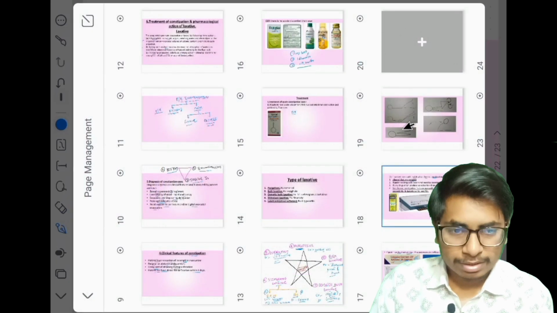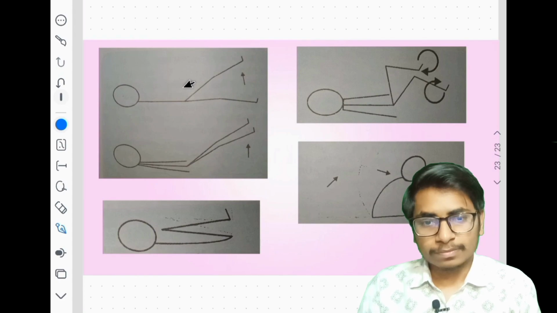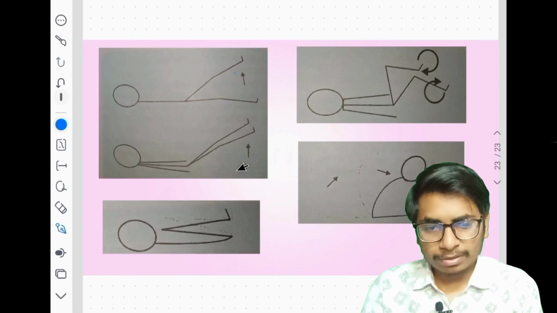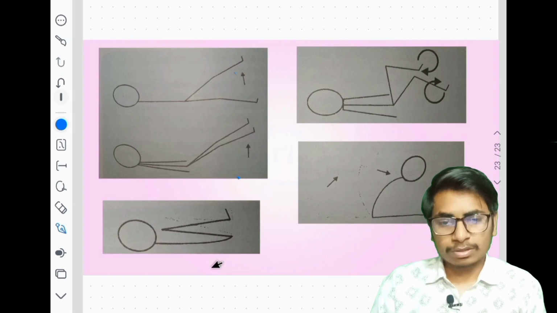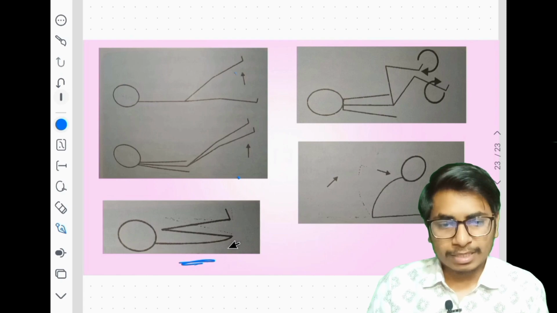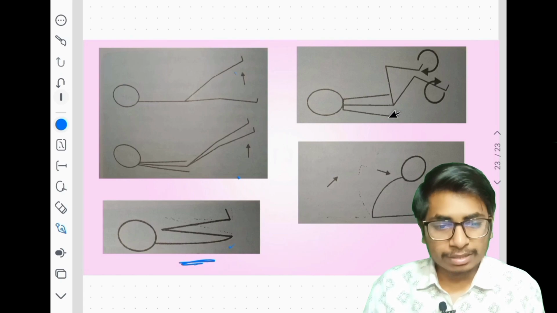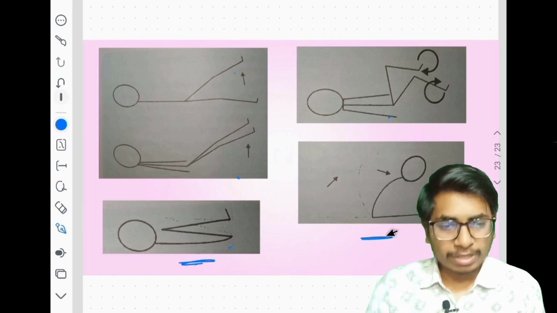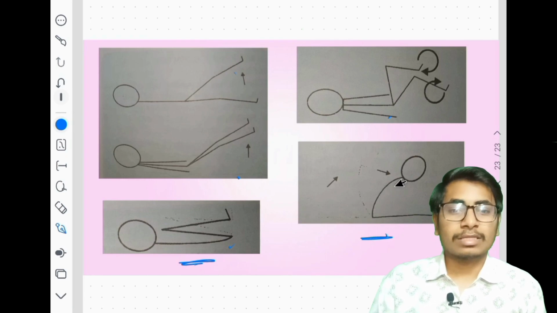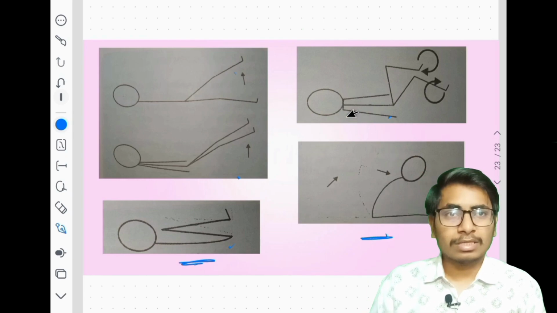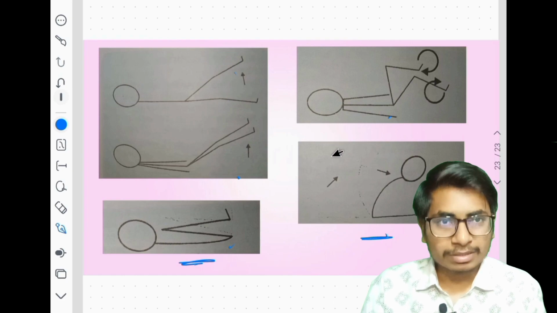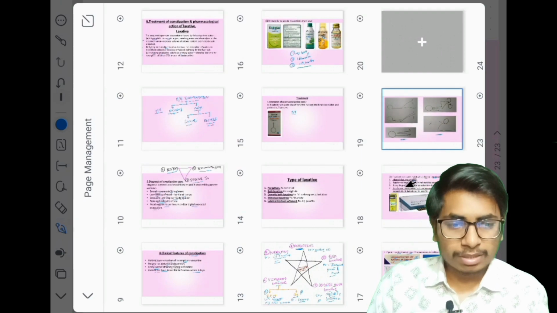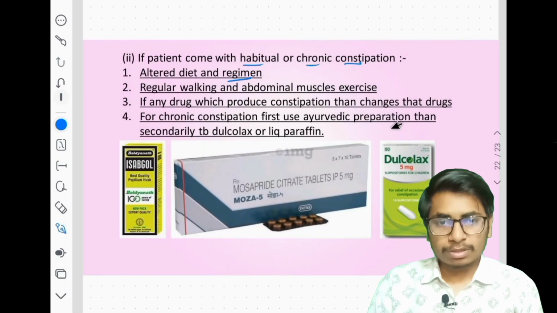Which type of exercise? Here I have some pictures. The person raises their legs one by one in the following manner. Also the person does this exercise. Also the person does cycling in a lying position, and can do this type of exercise in the following manner, so that in all these exercises the person is doing abdominal muscle exercise, which stimulates intestinal motility, and the person is cured of the constipation.